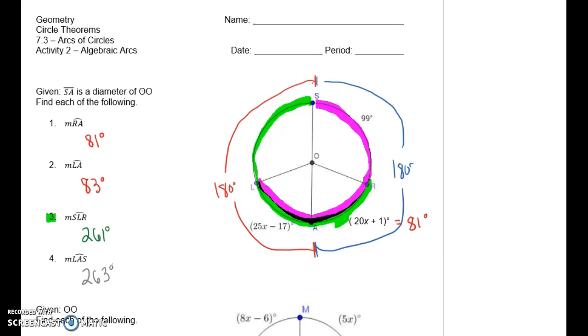Again, a minor arc is less than 180. A major arc is between 180 and 360, not including those end values. A semicircle is exactly 180. And together, a major and minor arc will add up to 360 degrees.